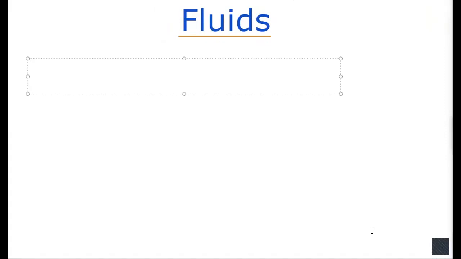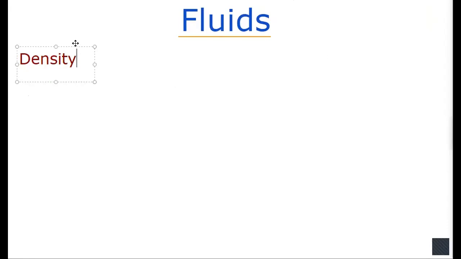Write your first subheading as density. Right. What is the normal symbol that we use for density, dear? You can use two symbols. What is the most famous symbol here? Rho. The most famous symbol is rho.